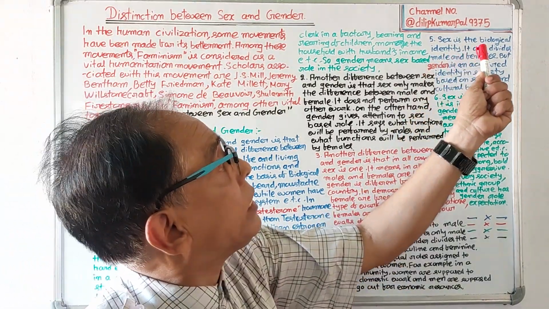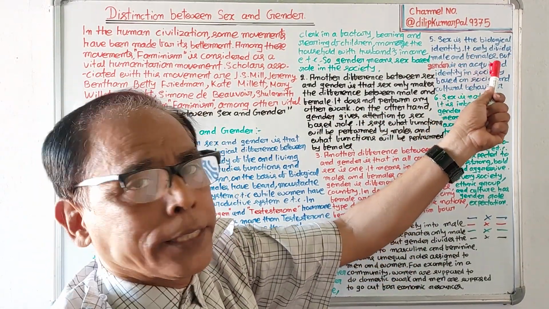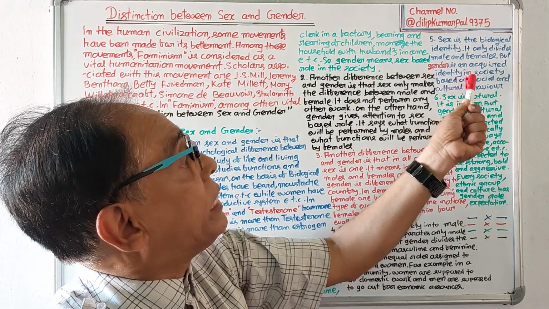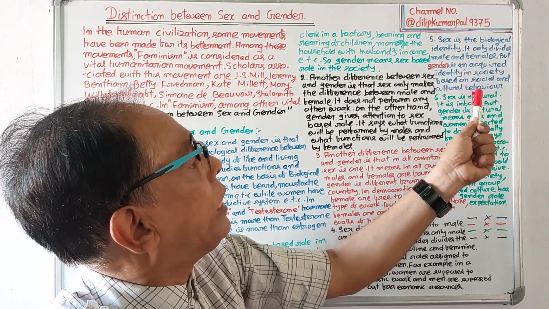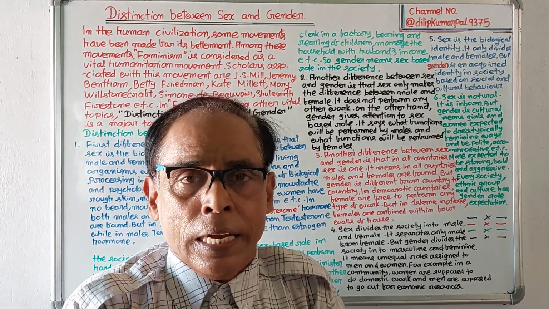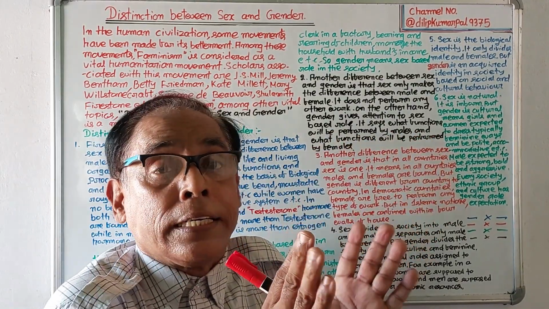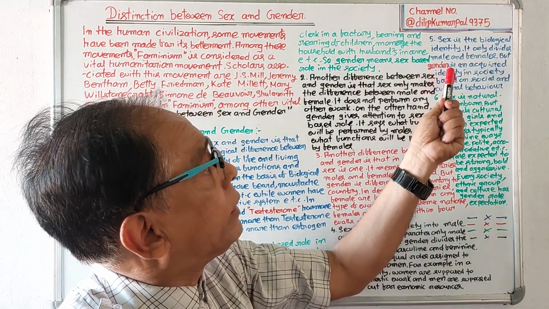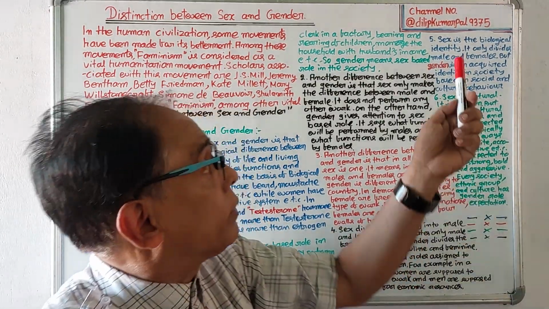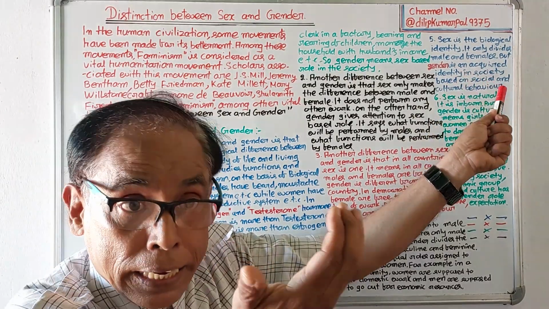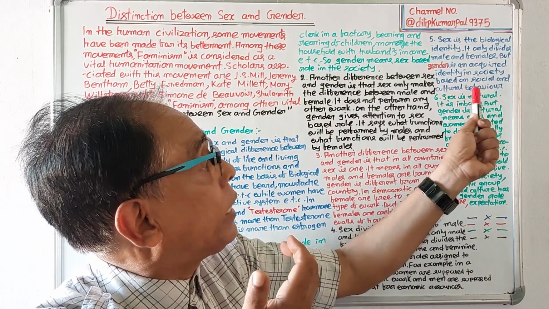Fifth, sex is the biological identity. It only divides male and females. But gender is an acquired identity in society based on social and cultural behavior. Another difference between sex and gender is that sex is only a biological identity. It only divides males and females. But gender is an acquired identity in society based on social and cultural behavior.